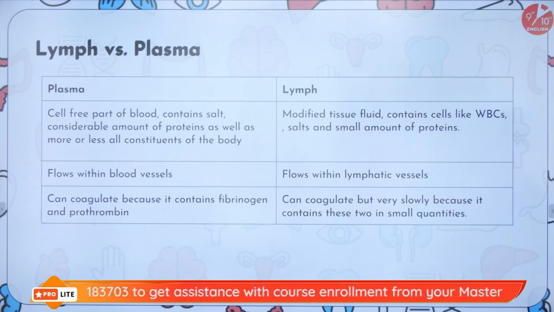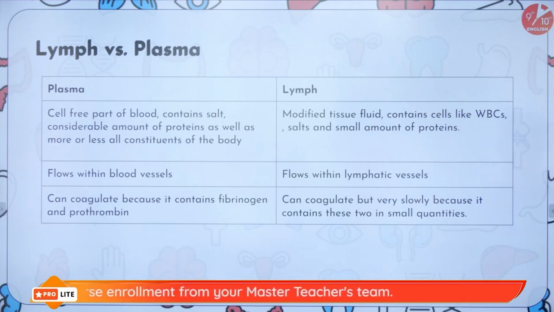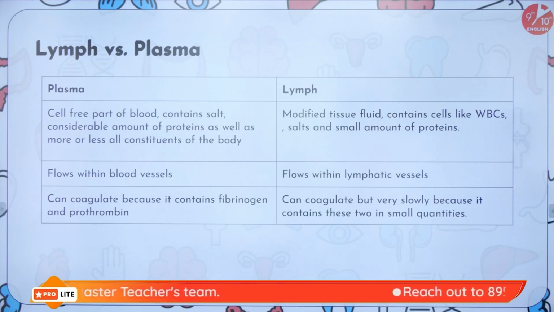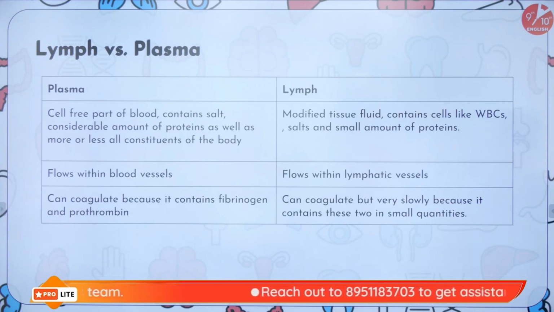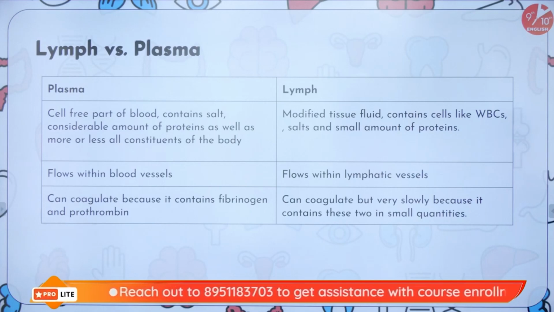The difference between lymph and plasma is that lymph is modified tissue fluid having WBC, salts and proteins. Plasma is the cell-free part having salts, proteins, hormones and others. Lymph flows through its lymphatic vessels, plasma flows through the blood vessels. Lymph can coagulate but very, very slowly. It contains these two in small quantities. Plasma can coagulate because it has got fibrinogen and prothrombin.